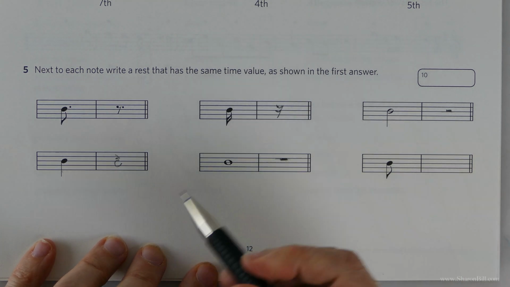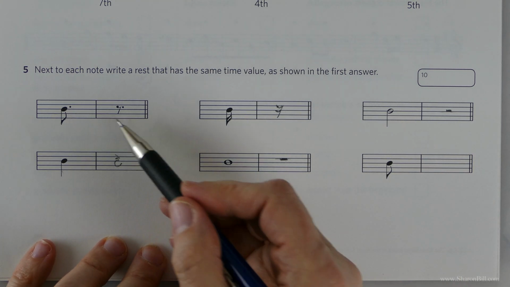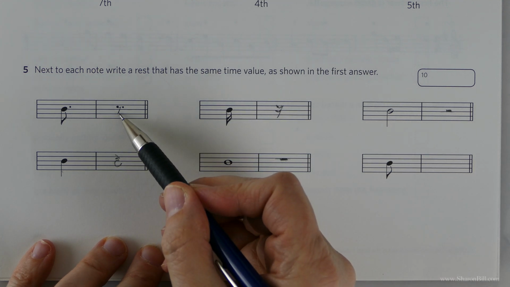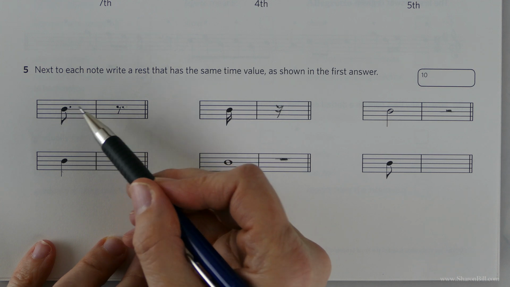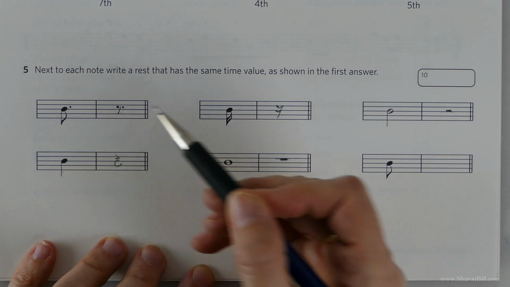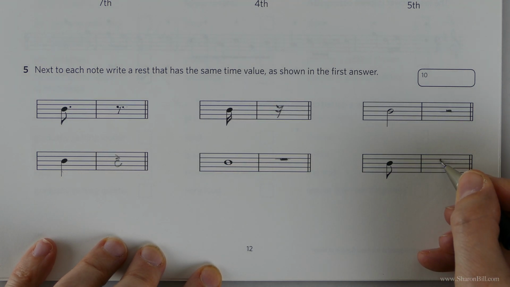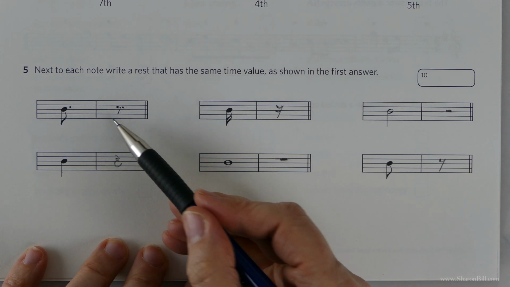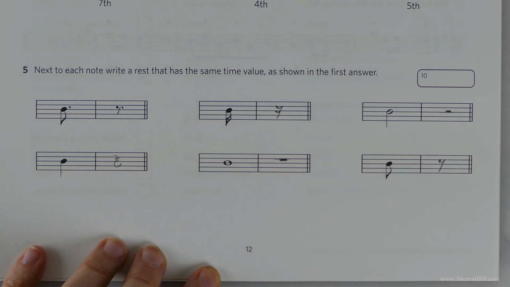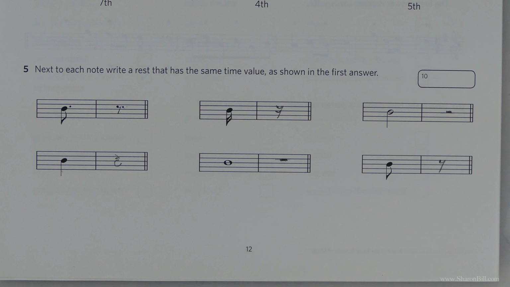Now this one, they have actually really given us the answer, because here all we've got to do is the same thing but without the dot. Here we have a dotted quaver, a dotted 8th note rest. So here is the quaver or the 8th note rest but without the dot. So we can use something that they've given us to help us just double check our thinking. So that's the end of that question.